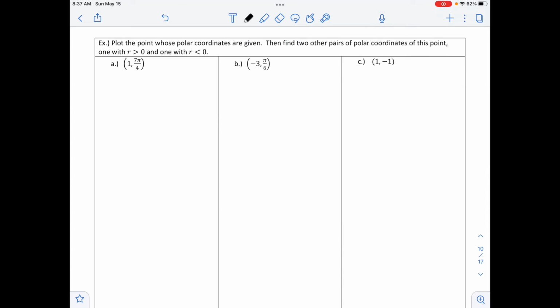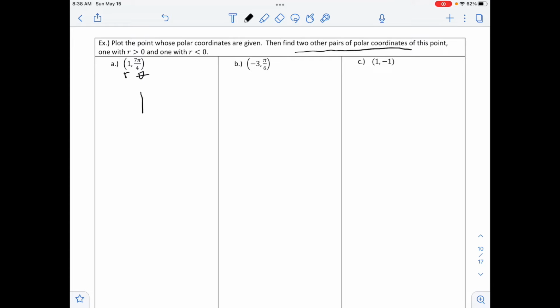The example on the next page says, to plot the points whose polar coordinates are given, then find two other pairs of polar coordinates of the point, one with r greater than 0 and another one with r less than 0. So the first one that we have is 1, 7 pi over 4. With this, we know that r is going to be 1, and our theta is going to be at 7 pi over 4.